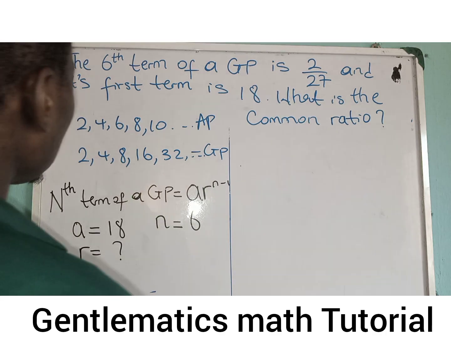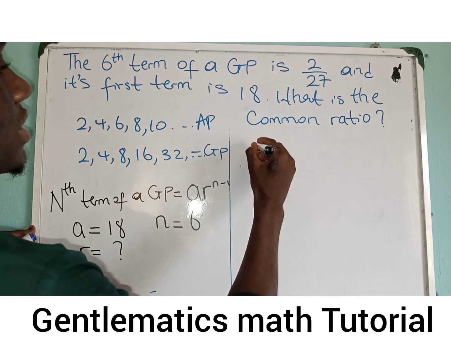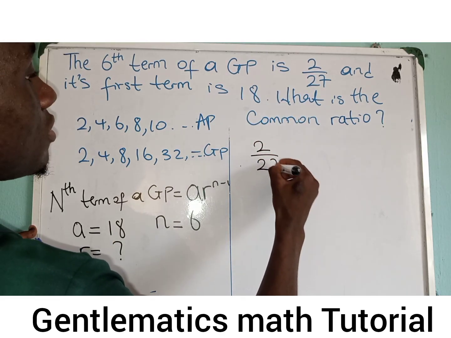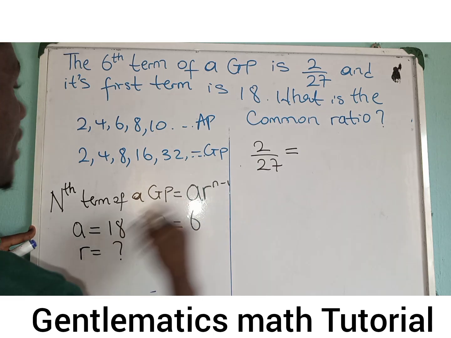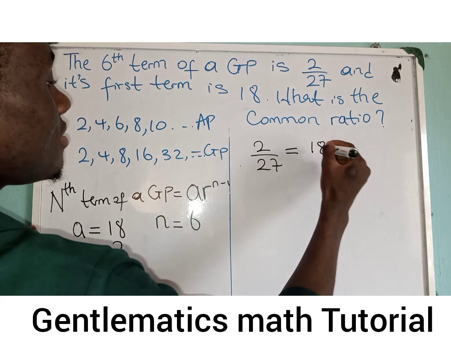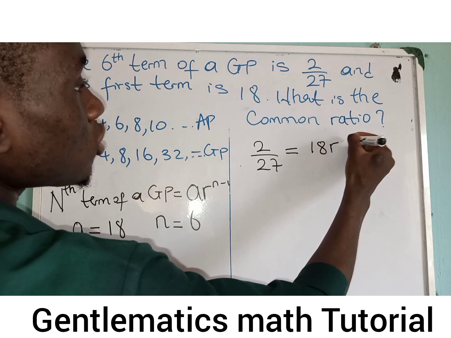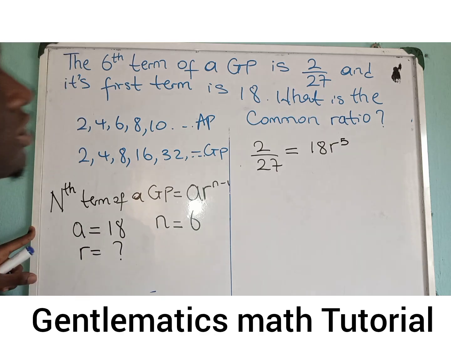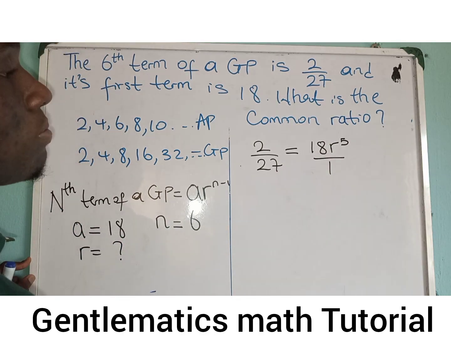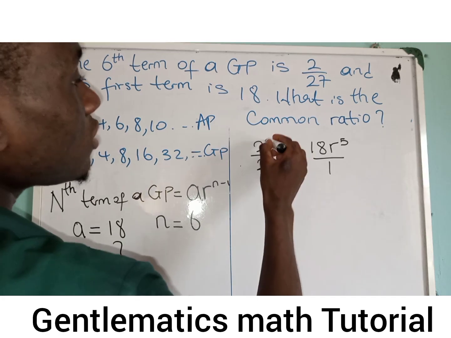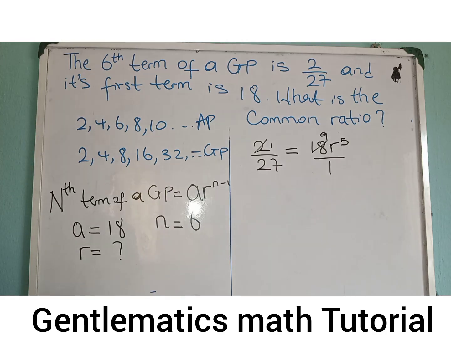So if you want to write this in an equation now, the nth term of a GP is 2 over 27. So we have 2 over 27 is equal to A R raised to power n minus 1. What's our A? Our A is 18. Then we have R, which we are looking for. N minus 1 means 6 minus 1, which will give us 5. So I can put all over 1 here. Before cross multiplying, you can even divide: 2 here by 2 gives 1, 18 here by 2 gives 9. Some of us will be surprised why I did something like this, but it will still work.